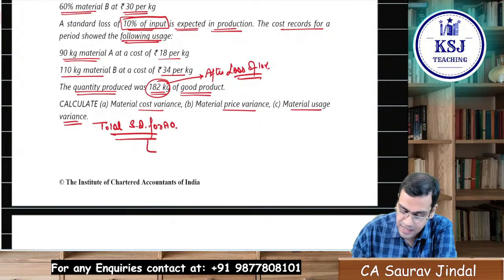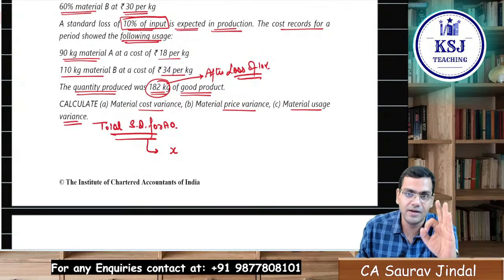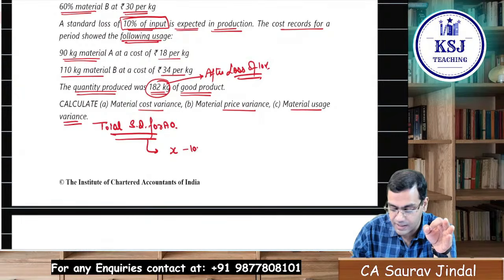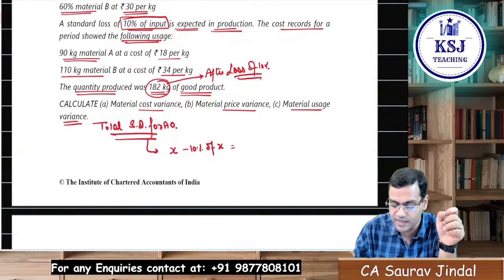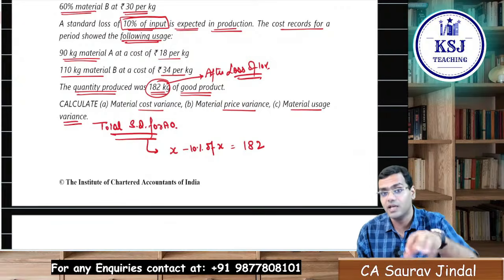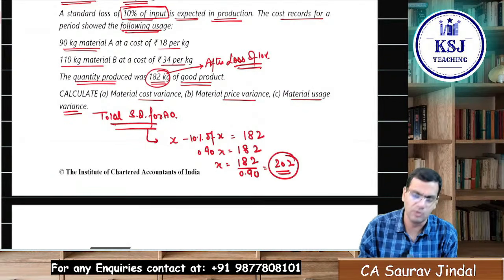He says the standard quantity of the material is that you will input X quantity. This is the standard. Out of that there will be a 10% loss on the X quantity, and after the loss what you get is the actual output of 182. So for this actual output of 182, what is the total standard quantity that you will input? That is 0.90x = 182, so x = 182 / 0.90, which is 202, rounded off.